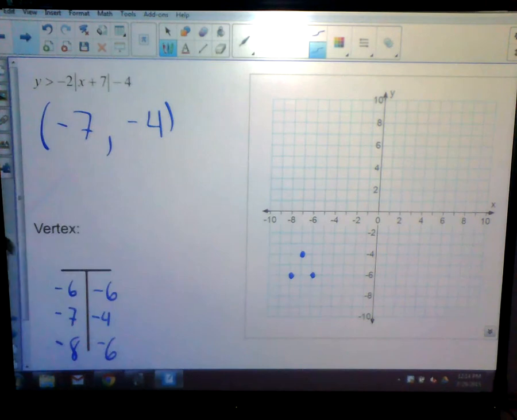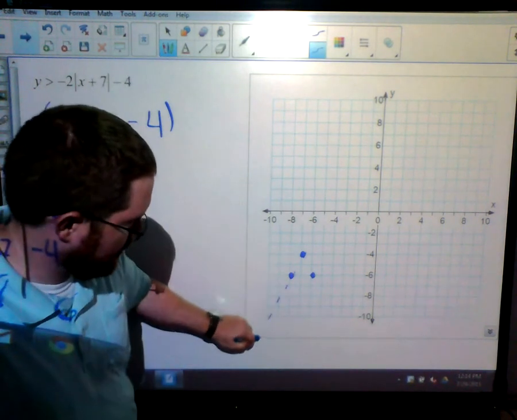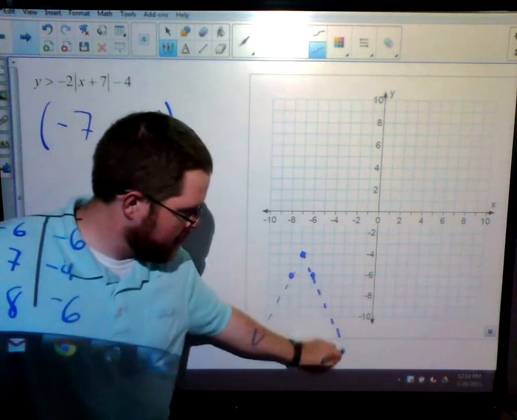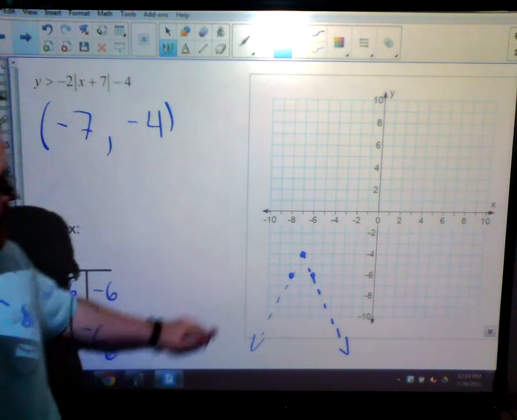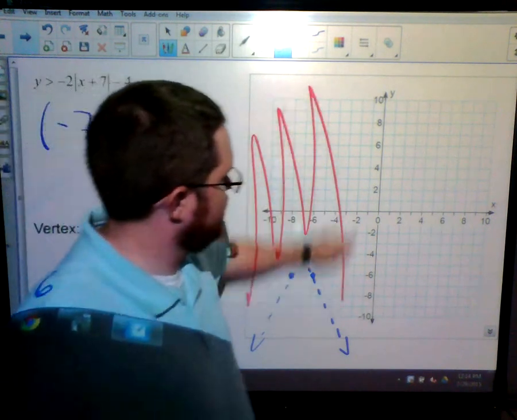Solid line or dotted line for this v? It's not equal, so dotted line. Shade above or below? It's greater than, so we shade above.